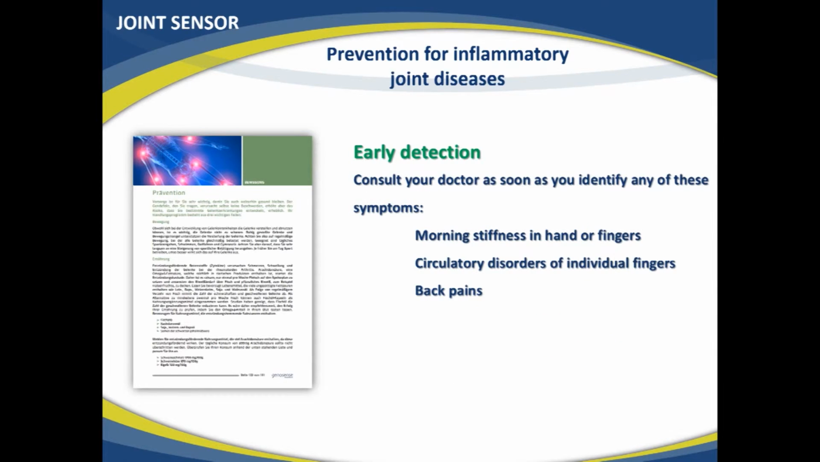And then it's important for early detection to get immediate treatment. So the recommendation is to consult your doctor as soon as you identify the symptoms, which are morning stiffness in hands and fingers, circulatory disorders in fingers, so some fingers remain colder, for example, or back pain. This should make sure that, especially if they have a higher risk, they will look out for these symptoms and then talk to a doctor to get the right treatment right in time.